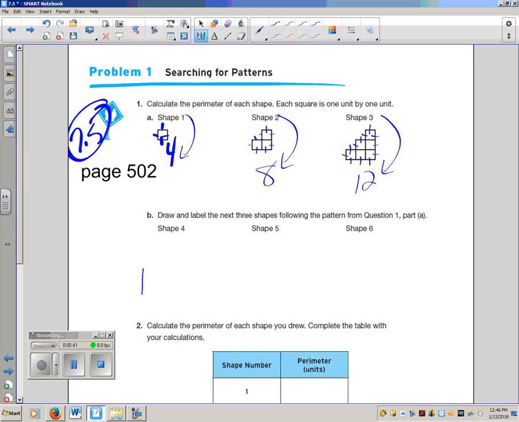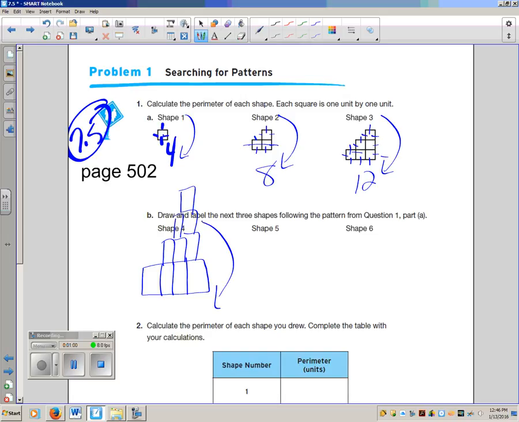So shape 4. Shape 1 had 1 on the bottom. Shape 2 had 2 on the bottom. Shape 3 had 3 on the bottom. So 1, 2, 3, 4 for shape 4. And 3 there, 2 there, 1 there. What's the perimeter going to be?